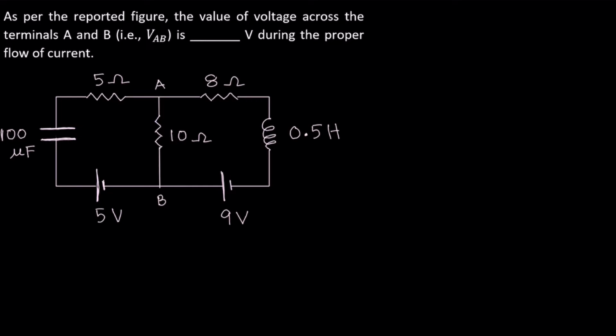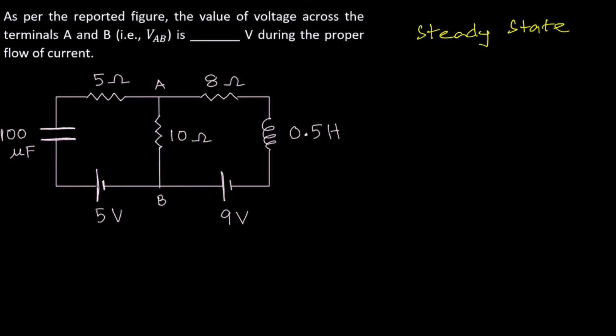When you have a capacitor and an inductor, it is really important to understand at what time we are looking at the potential difference across the resistor of 10 ohms. There is no indication, right? So when they say during proper flow of current, that means that after you connect these elements, the circuit reaches a state known as a steady state. So we are looking at this steady state picture.